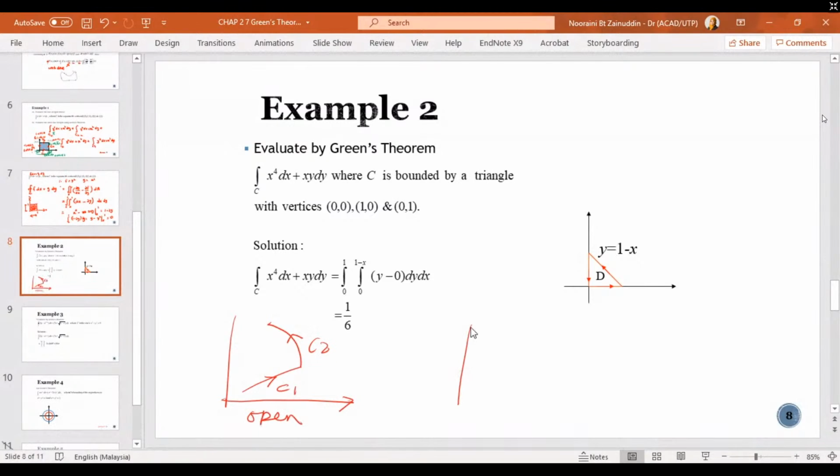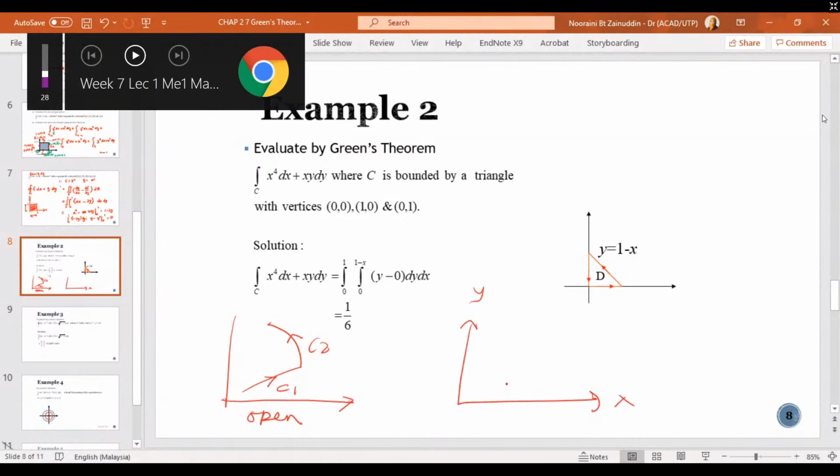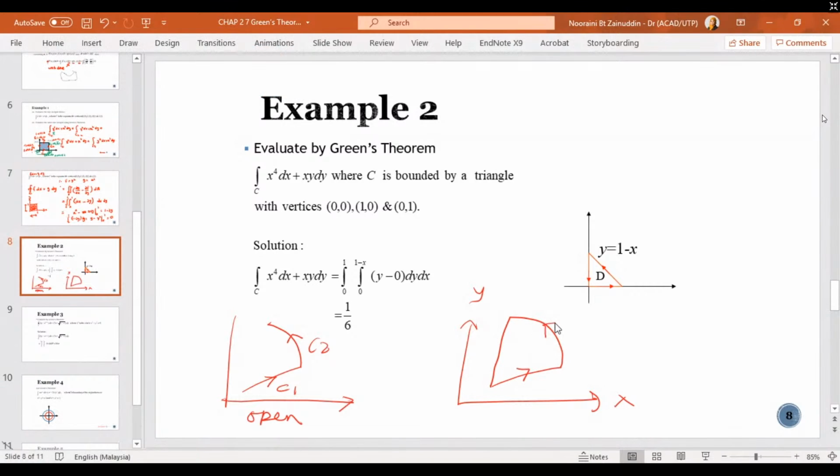Kalau bounded, it should be like this. X, Y. It bounded lah. So it become close. So this one close. Okay. Kalau open meaning your region tu open region. So you can apply Green's theorem.